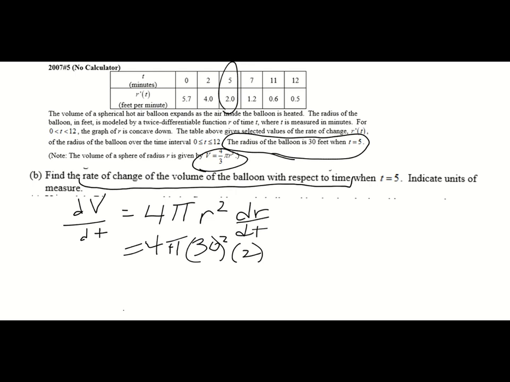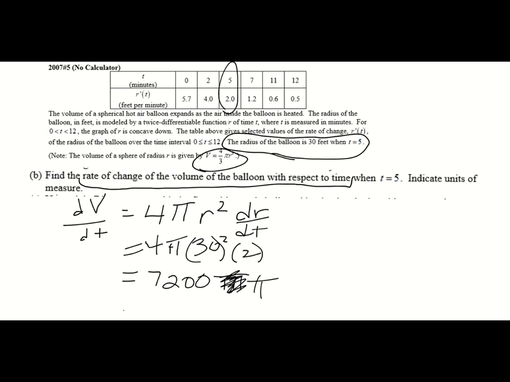So 30 squared would be 900. 4 times 2 is 8. 8 times 900 would be 7,200 pi. Oops, that was supposed to be a pi. We'll just do that again.